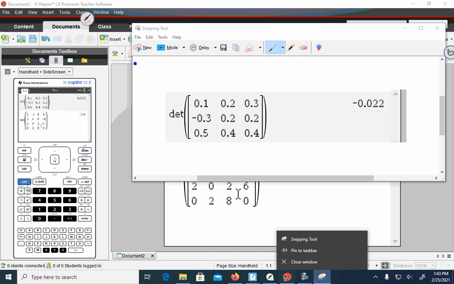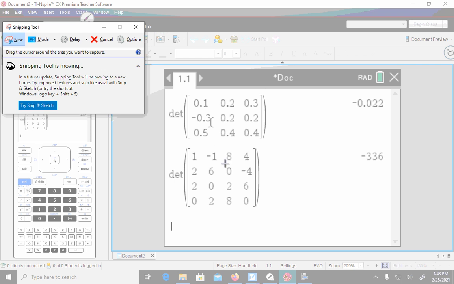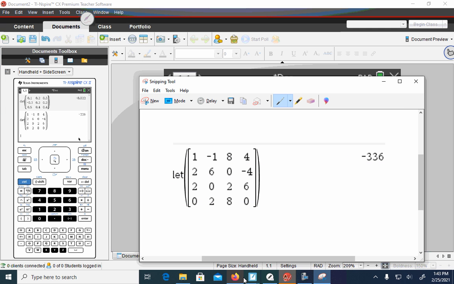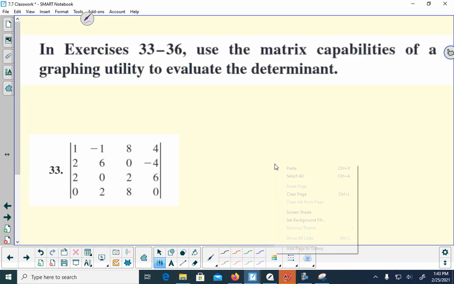And I'm just going to bring that over and put it on the page. Okay, the next one.